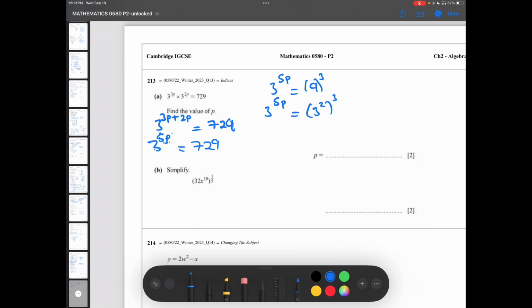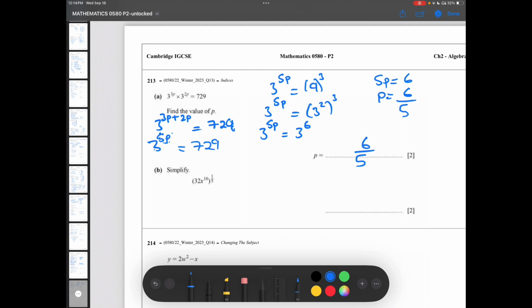And when we have power on power, it means the powers will be multiplied. So we will multiply 2 with 3, it becomes 3 to the power 6. Now we have the bases common over here. So we can see that 5p, their powers must be equal, then both the sides will be equal, right? So 5p is equal to 6 and p is equal to 6 upon 5.